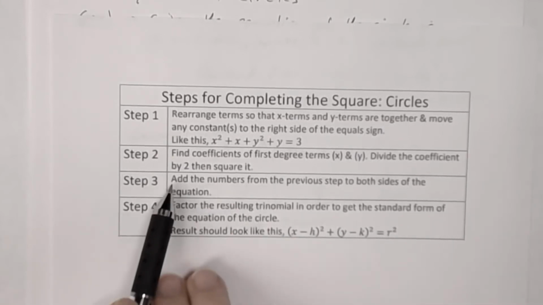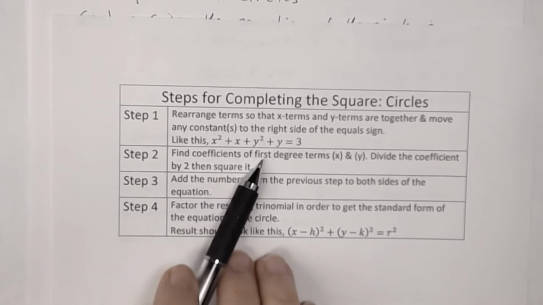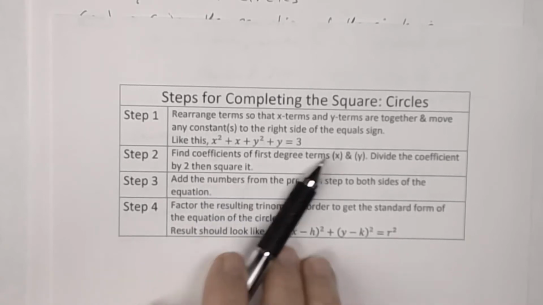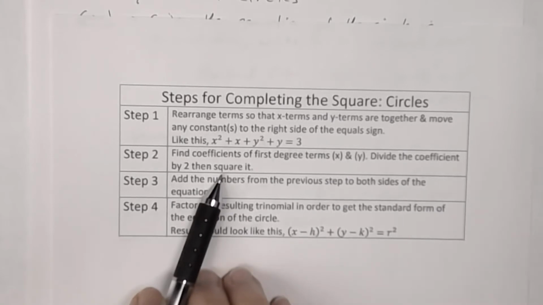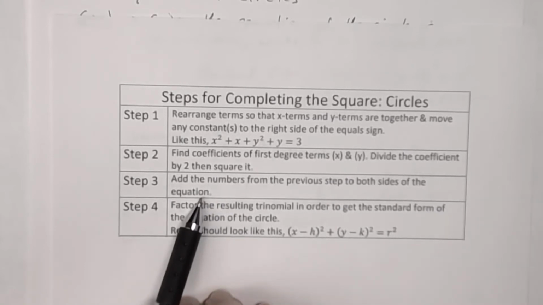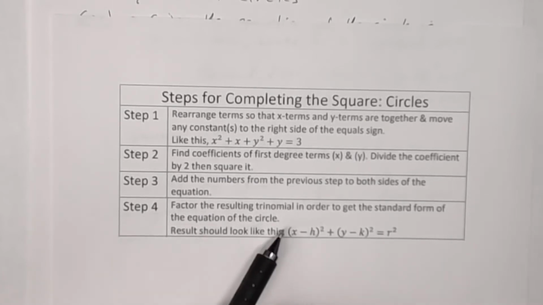Then step 2 is you're going to find the coefficients of the first degree terms, x and y, and then you're going to divide by 2 and then square it. And then you're going to add that to both sides of the equation. And then you're going to factor the resulting trinomials, and it's going to be a binomial square. It'll be a perfect square trinomial.